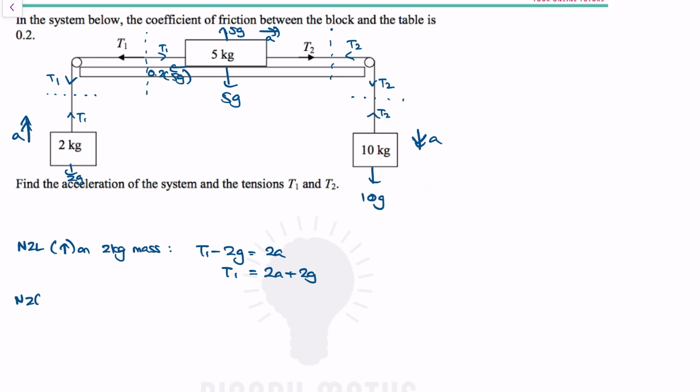Newton's second law applied vertically on the 10 kg mass. Then we get, because it's moving down, 10g minus T2 is equal to 10 times acceleration, which means T2 is equal to 10g minus 10a.